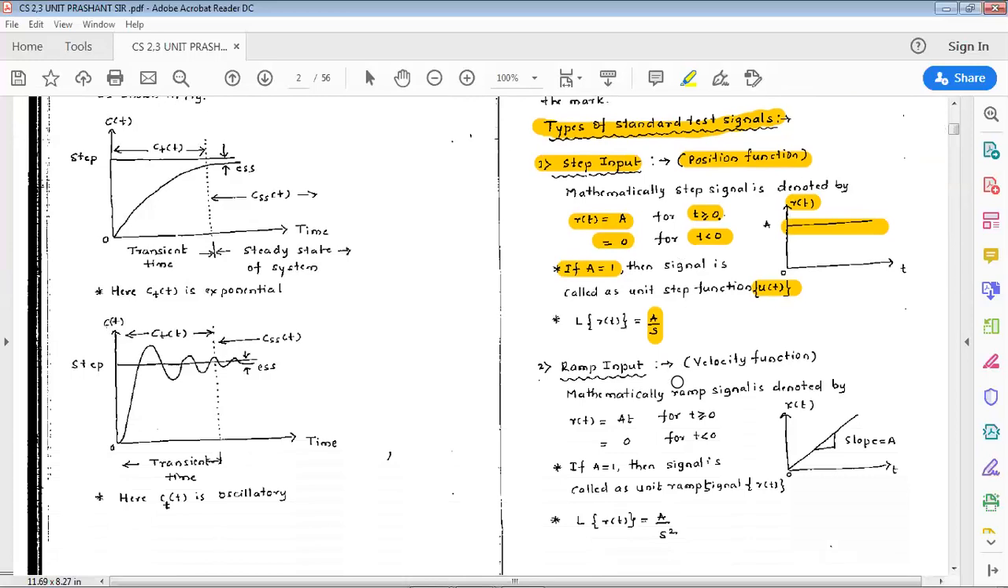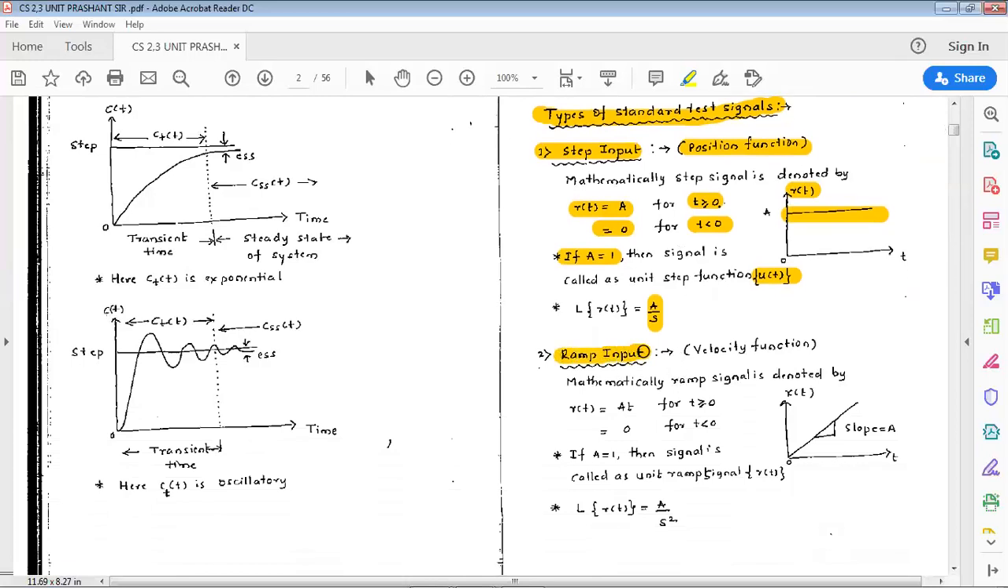The next signal is the ramp input. It is called the velocity function. Mathematically, the ramp signal is denoted by r of t, and the equation is At for t greater than or equal to 0, and 0 for t less than 0. The graph of this ramp function is r of t versus t with slope equal to A. If A equals 1, then the signal is called the unit ramp signal, denoted r of t. Its Laplace transform is A by s square.